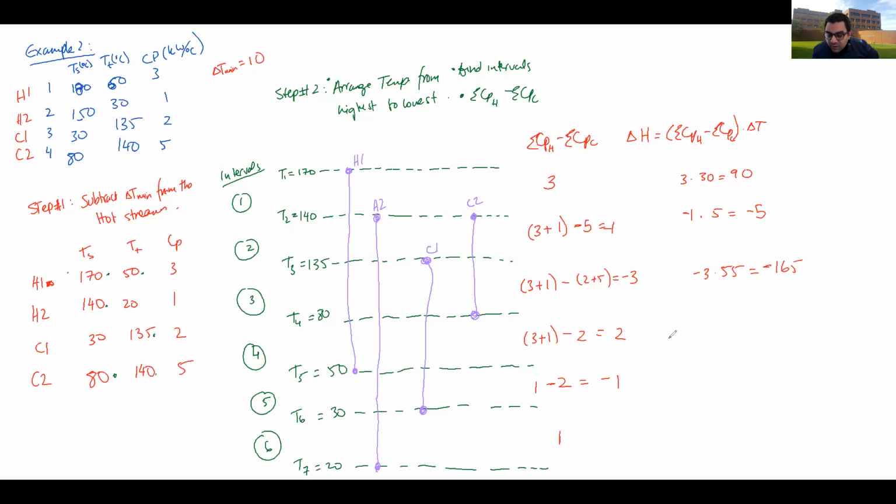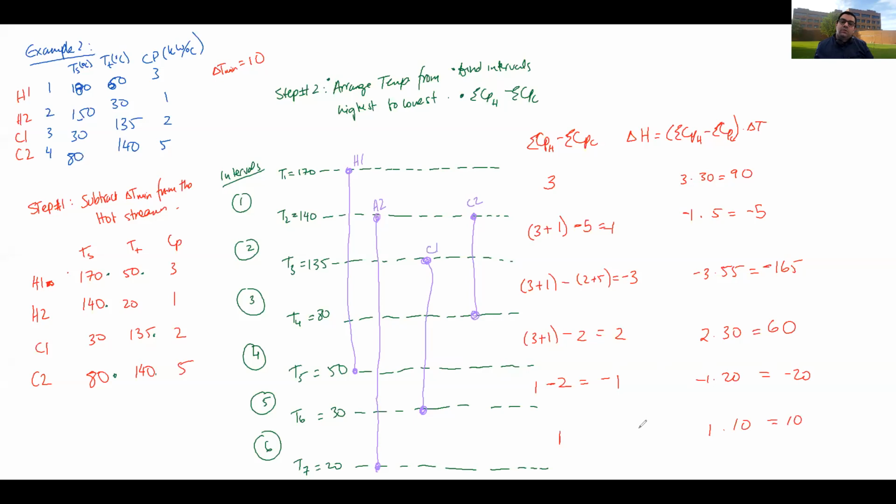This guy right here, I have 2 multiplied by 80 minus 50, 30. So this is 60. This guy right here, I have 20 multiplied by minus 1. This is minus 20. Let's keep it consistent. So here I have minus 1 multiplied by 20. This is minus 20. And finally, right here, I have 1 multiplied by 10, and this is 10.